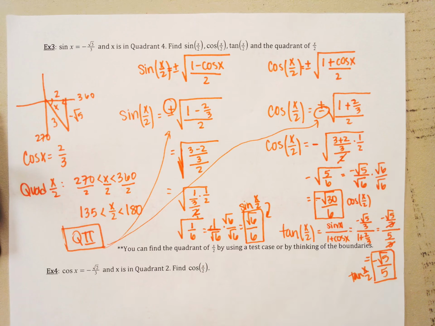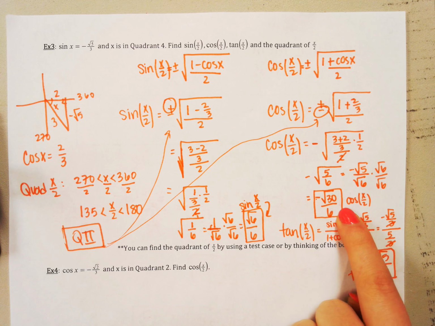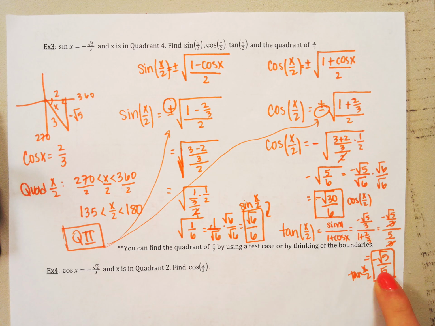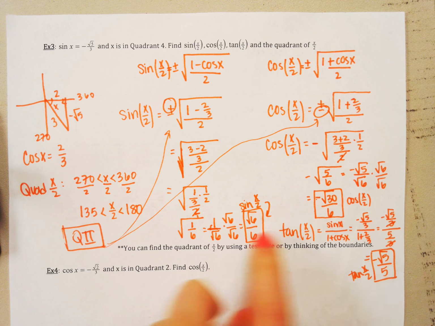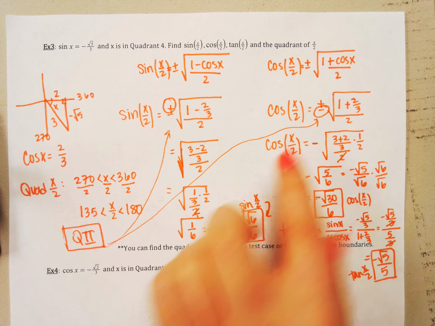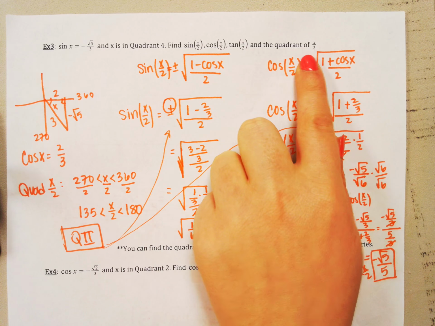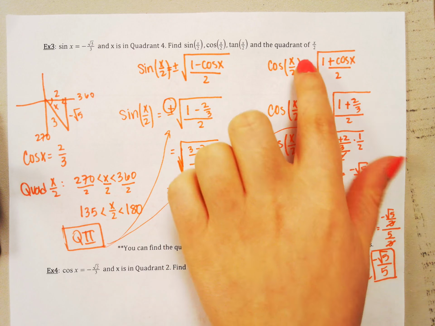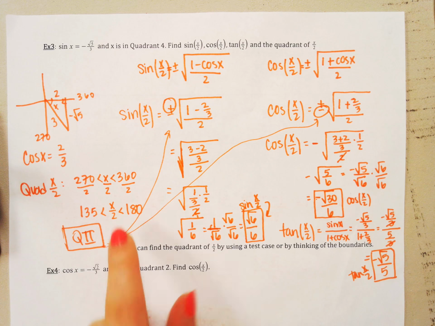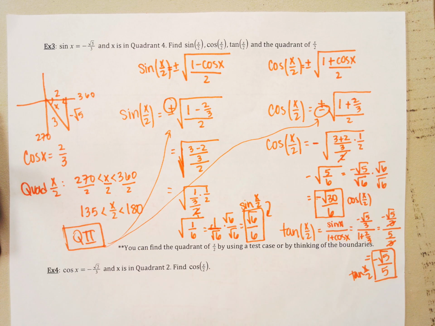So again, I came up with my sine of x over 2, my cosine of x over 2, and my tangent of x over 2. And to come up with these signs, I needed to find my quadrant first. So this is one where you have to come up with your quadrant of x over 2 before you actually come up with your final solutions for sine, cosine, and tangent. Versus before when we did double angles, we came up with our answers and then we determined the quadrant. This one you have to do the quadrant first.